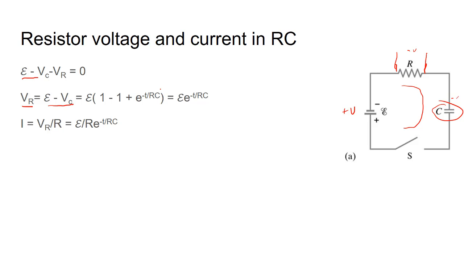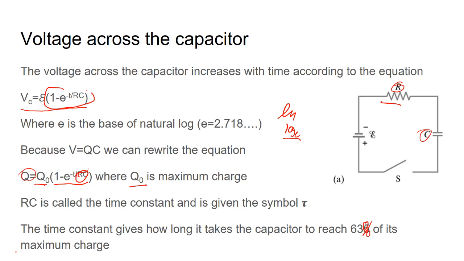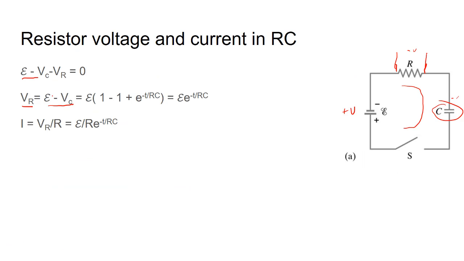But remember from the previous slide, the voltage across the capacitor is given by this equation right here, right? E times 1 minus e to the negative t over RC, and then we're subtracting that, so the 1 minus becomes minus 1 plus, and so 1 minus 1, because we factored out this E, leaves us with just e to the negative t over RC. So the voltage across the resistor at any time is given by the voltage of the source times e to the negative t over RC.